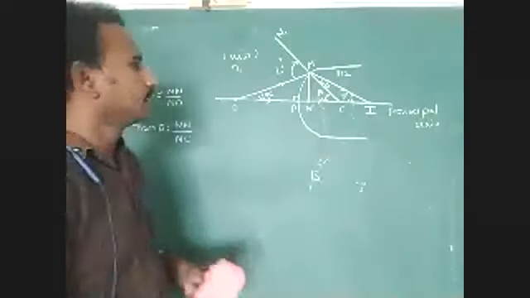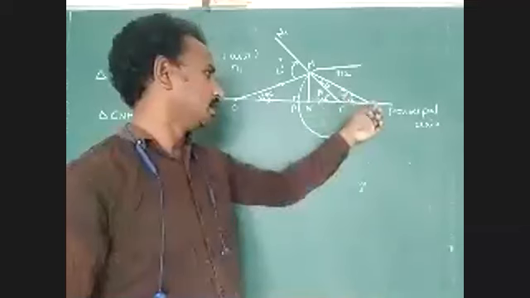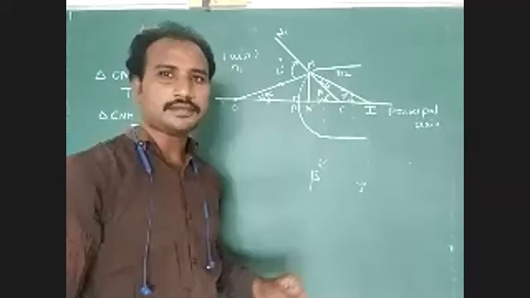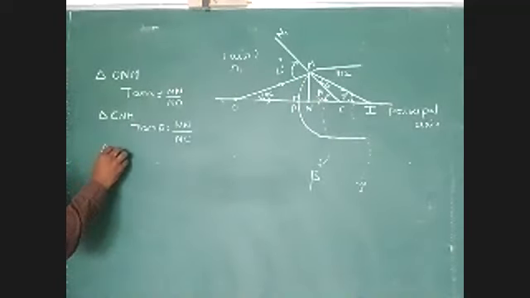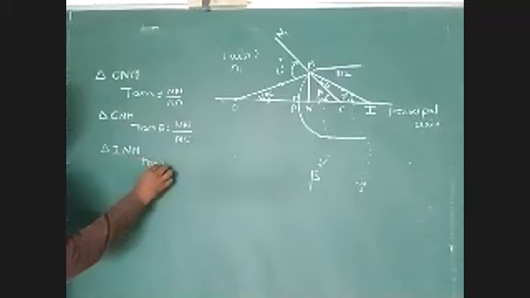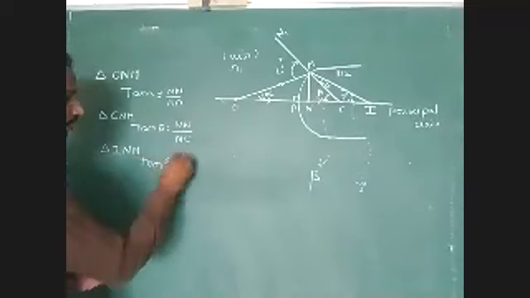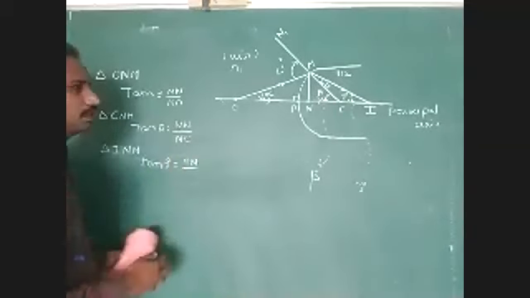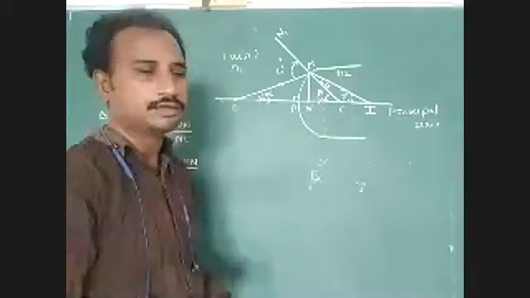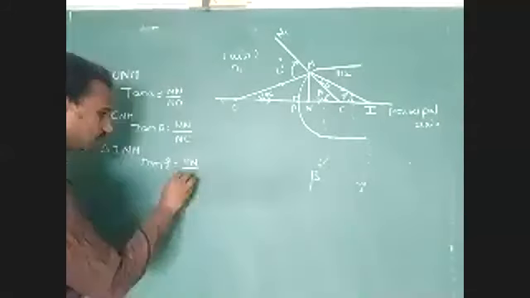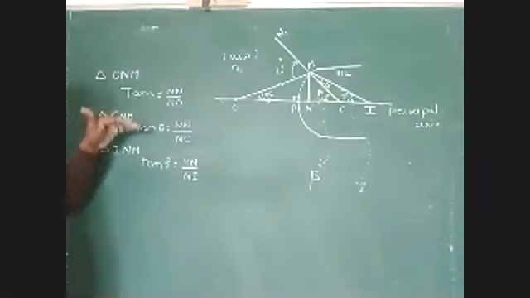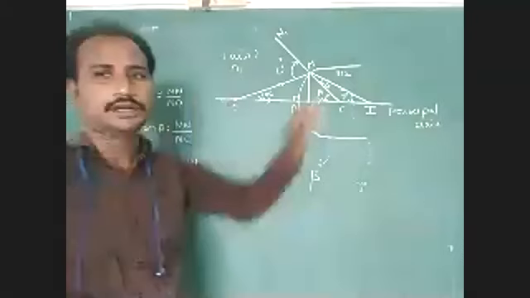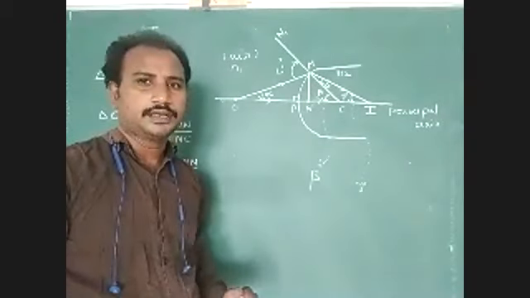And the next right angle triangle is INM. Tan gamma equals MN by the adjacent side NI. Just identify this point. So we can easily calculate tan alpha, tan beta, and tan gamma with the help of these three triangles.